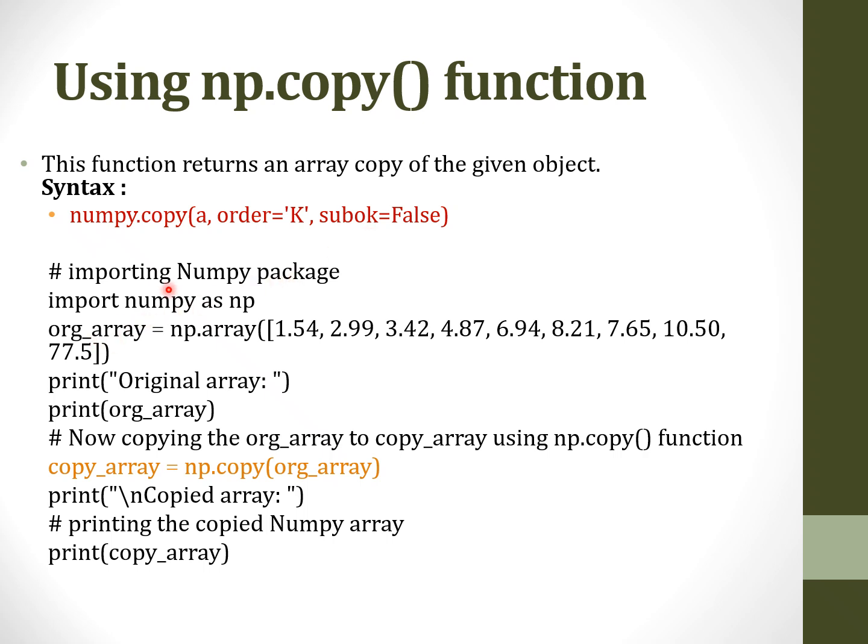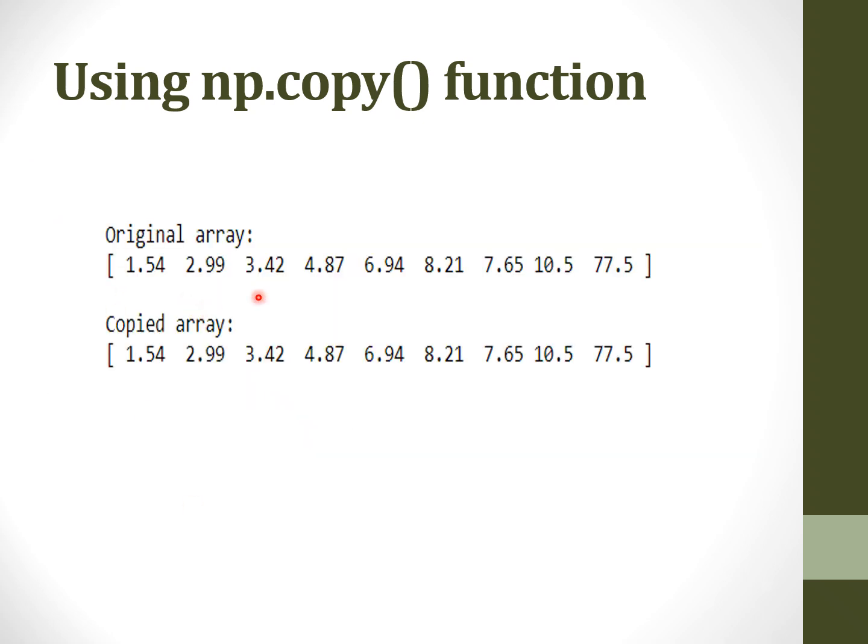Next, we are importing numpy. For the original array, we are setting the elements, giving some values. Then we are printing the original array. Now if we use the function np.copy, the original array is copied to the copy array. After that, if you print the copy array, we can find that both the original array and the copy array have the same elements in them.